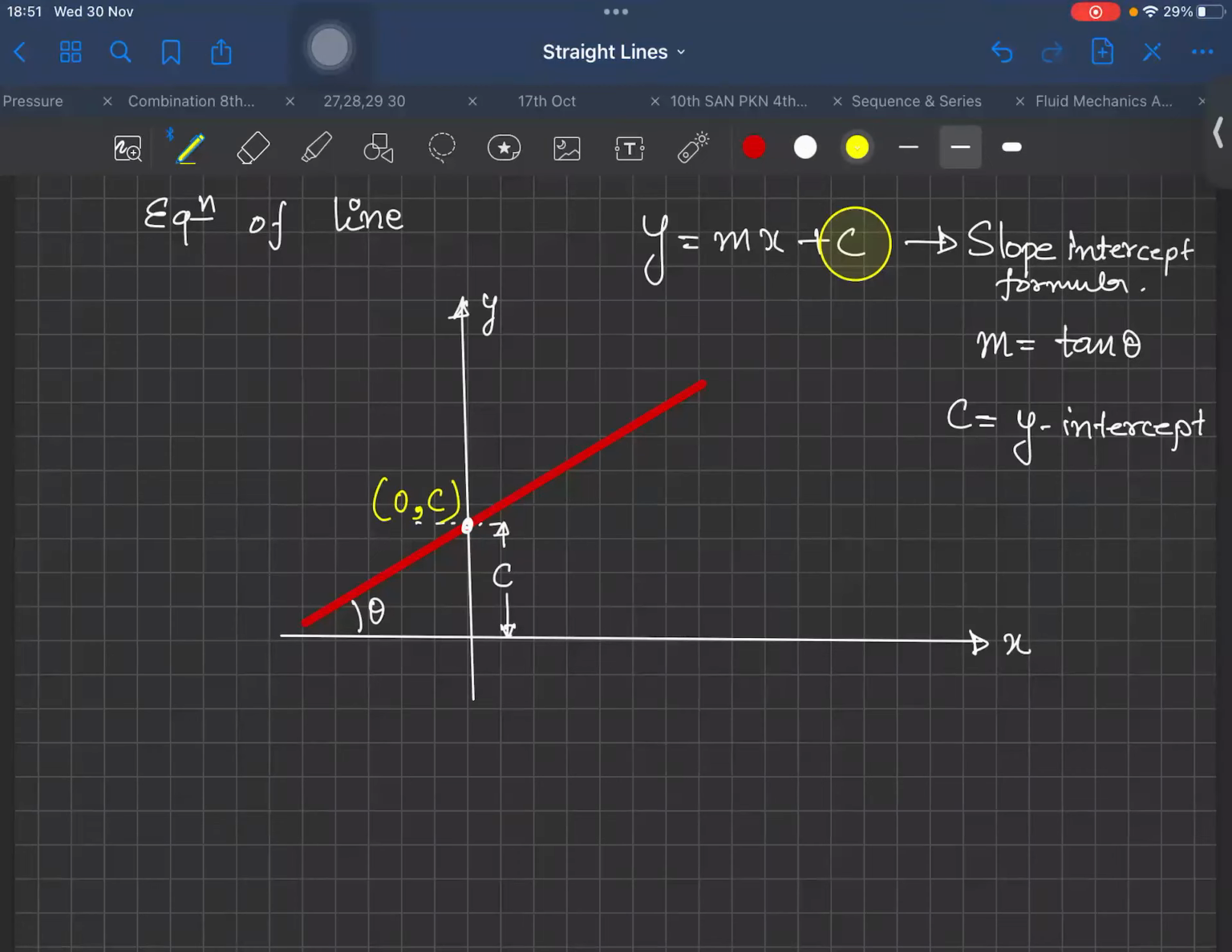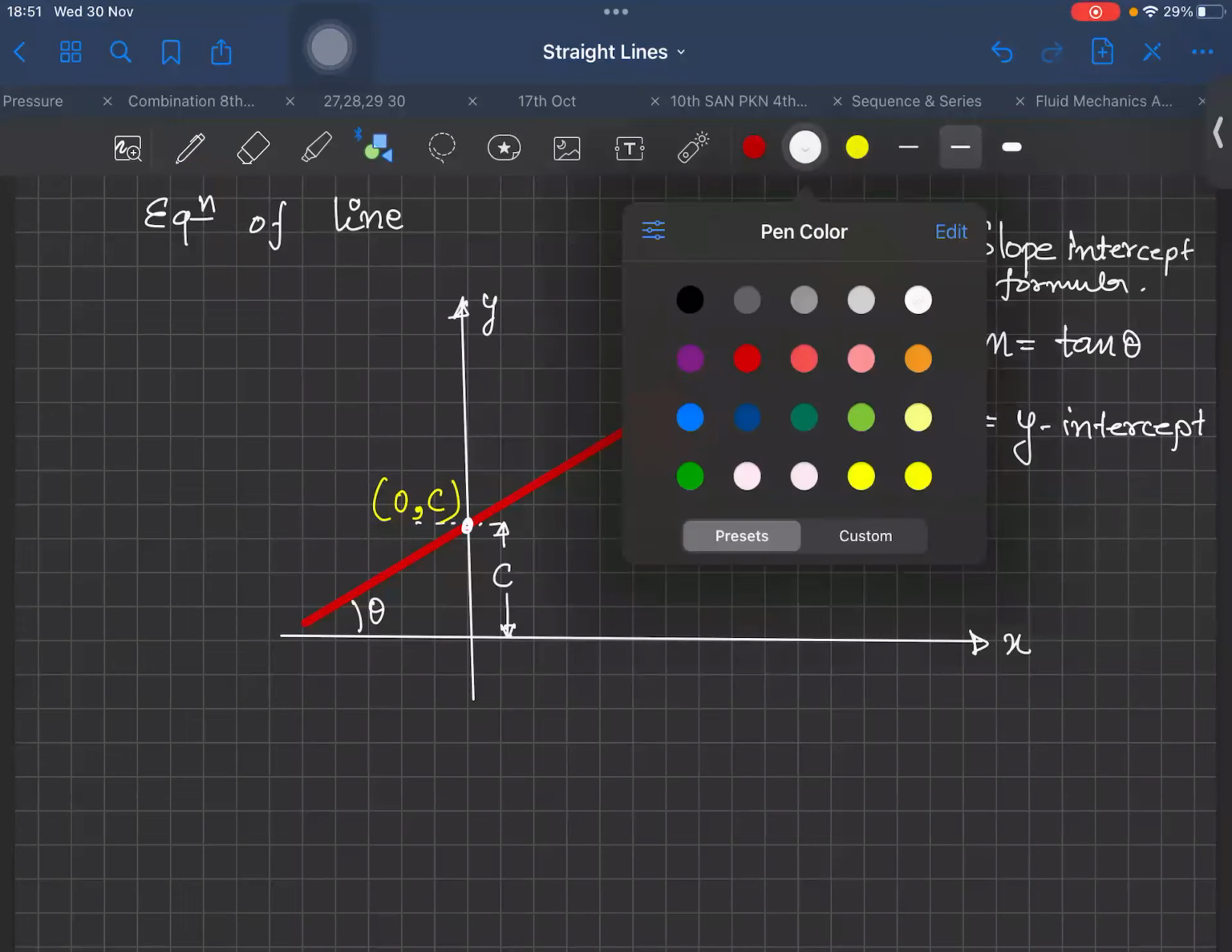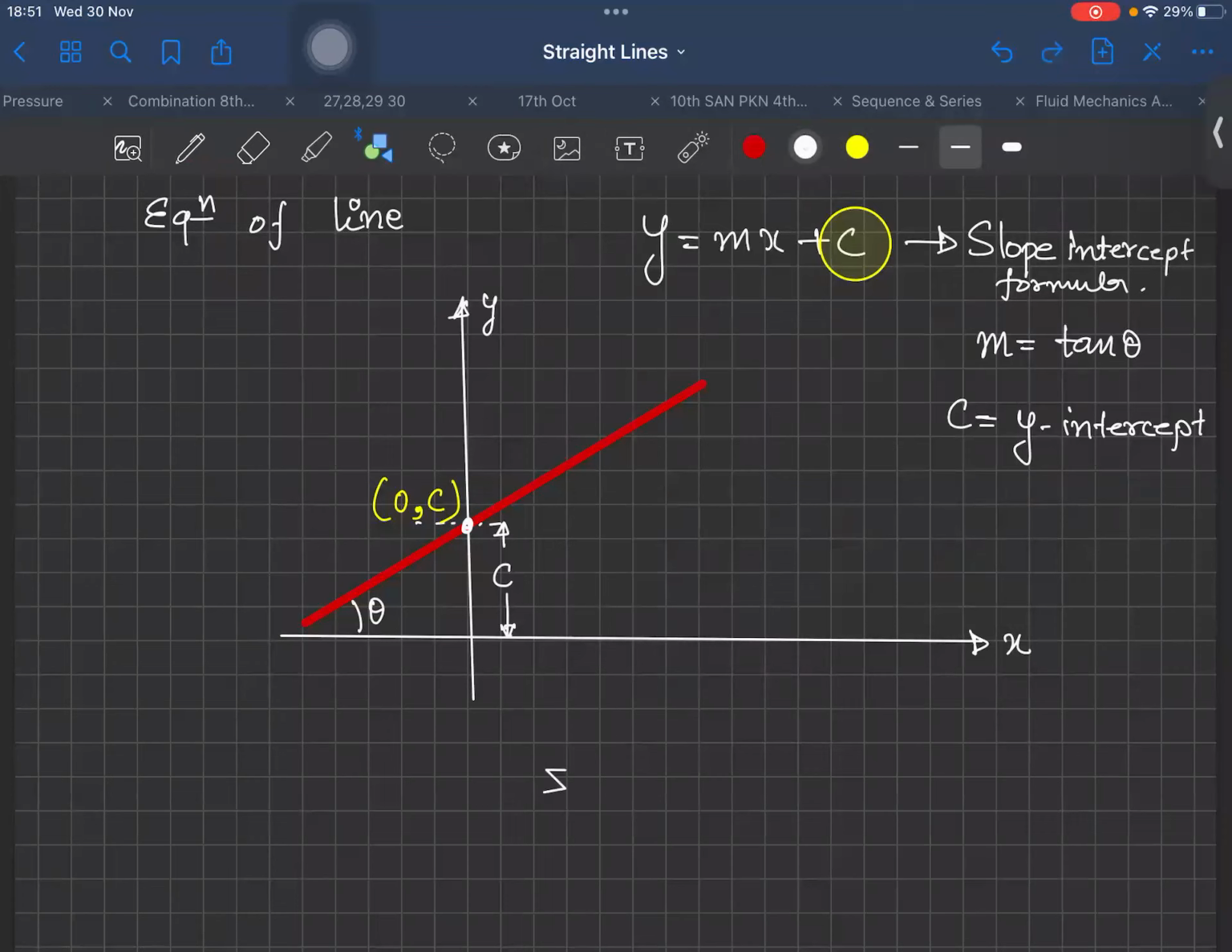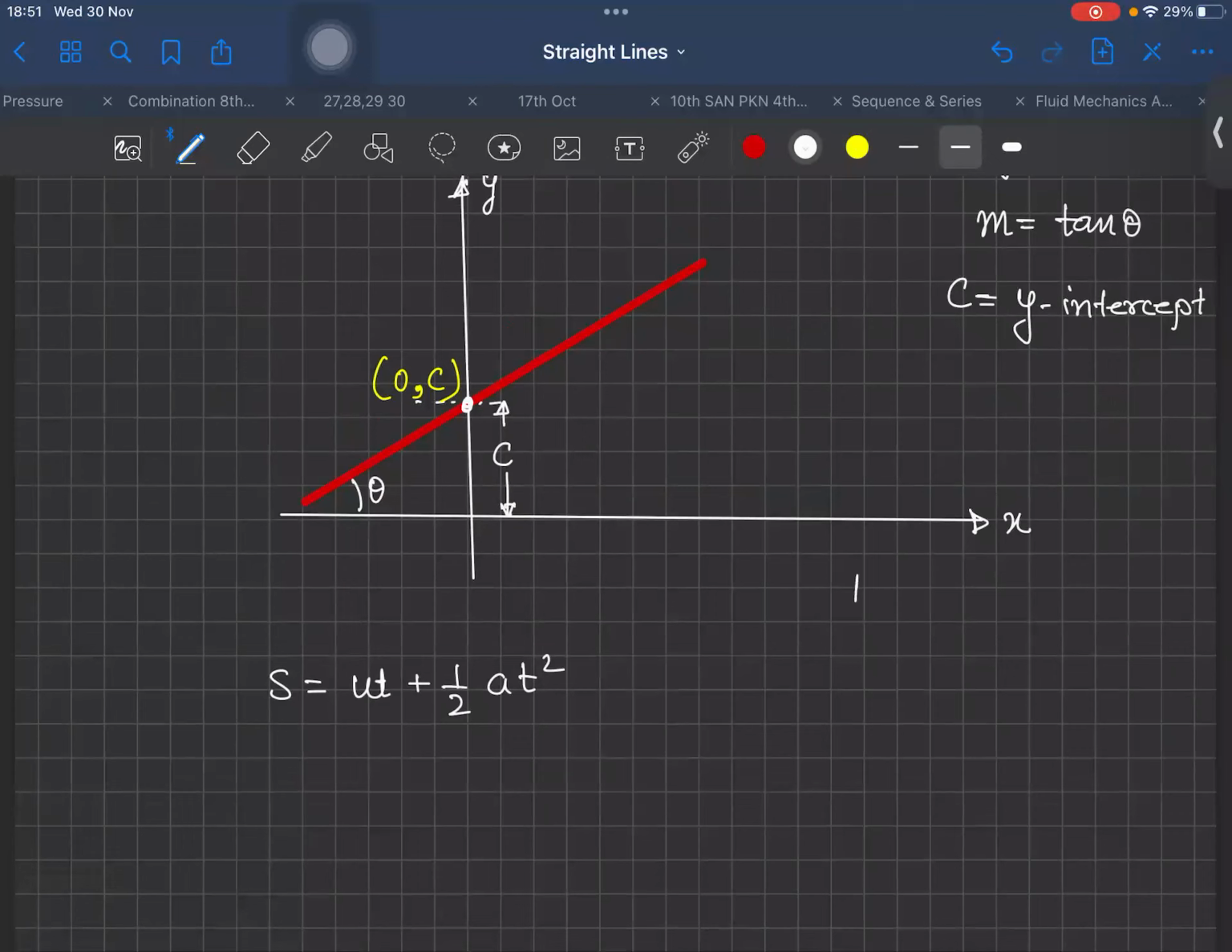This question is C, right? You have studied that in physics, first chapter, motion, maybe second chapter here. What you have studied, S is equal to ut plus half at square, right? You have studied that. When you plot S versus, let's say S, displacement time graph, and you are getting a straight line.